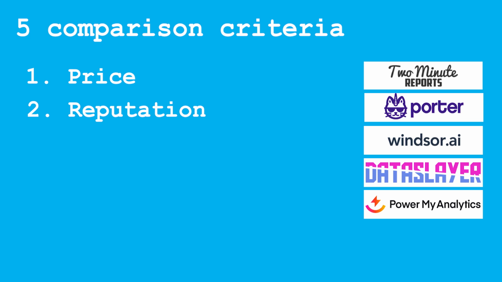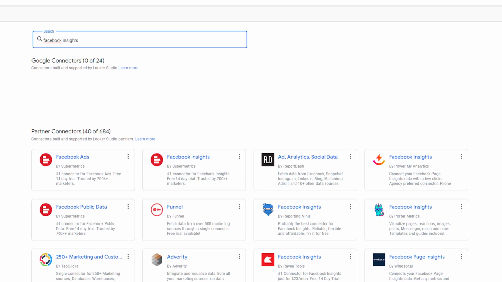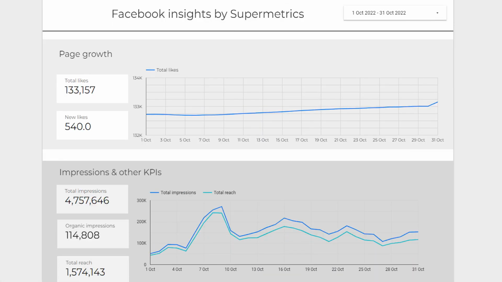And those are my 5 criteria to compare all those people. The price, the reputation and trust, the data quality by a standard connector, the dashboard speed, and the client service quality. We'll compare them with the connector they all have in common. The Facebook Insights connector for Data Studio. The one that allows you to get all your Facebook pages data onto your dashboards.